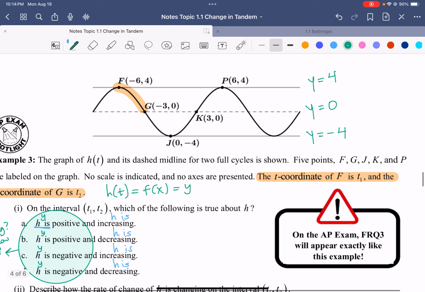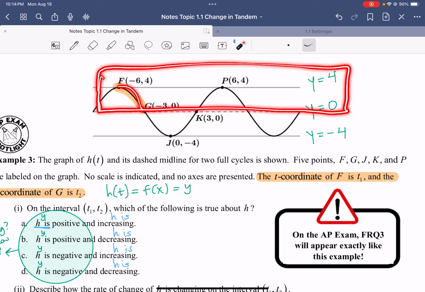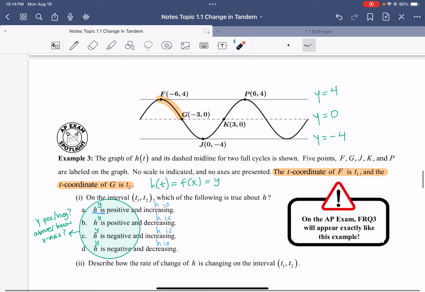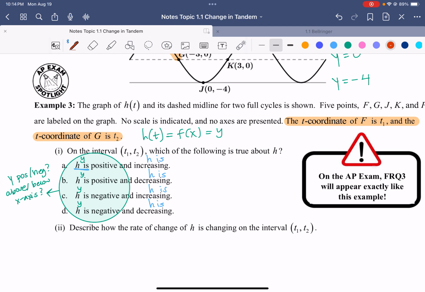Now, since they are only interested in the points F to G, I can look at only this top part. Now notice that in here, there are no negative y values. Okay, you have 0, 1, 2, 3, and 4. That means that your y value cannot be negative. So I'm going to eliminate C and D.